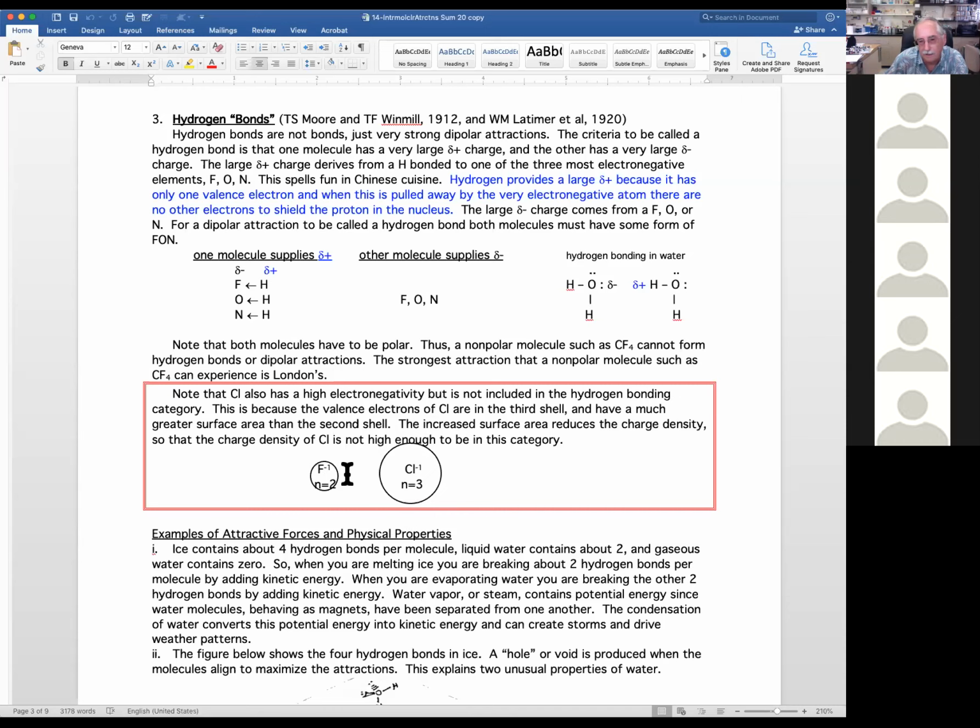If you had a negative charge on fluorine and chlorine, both of these are full negative charges, right? But what would have the greater charge density? This is really what's important for attractive forces, is the charge density. How intense is the charge? So on the fluoride is going to be way more intense because the surface area is just greatly reduced compared to chlorine.